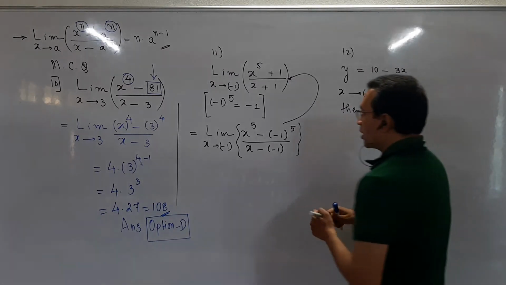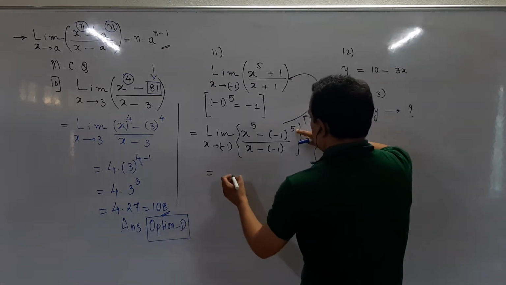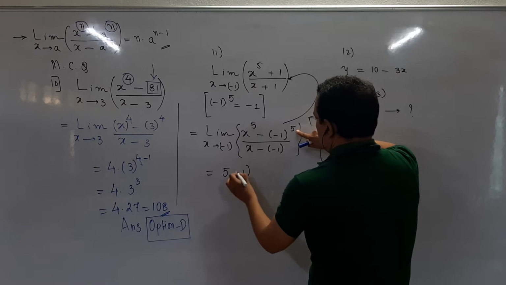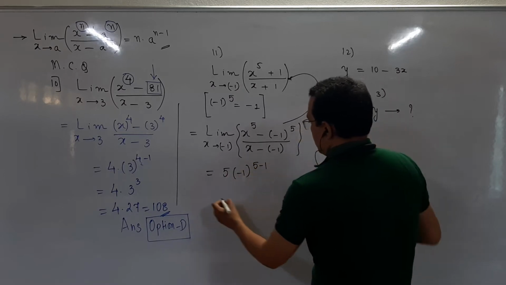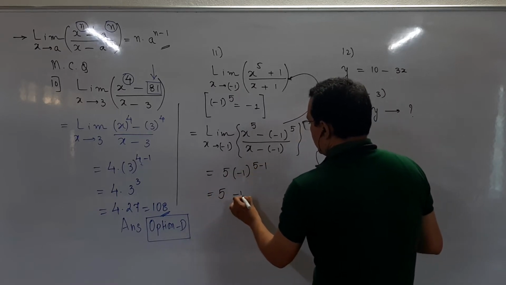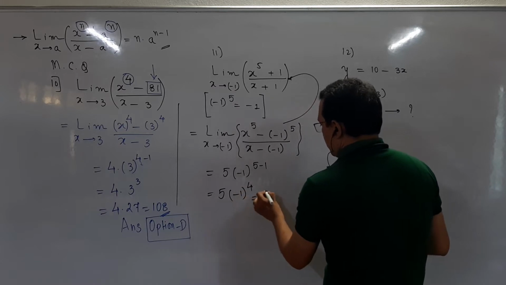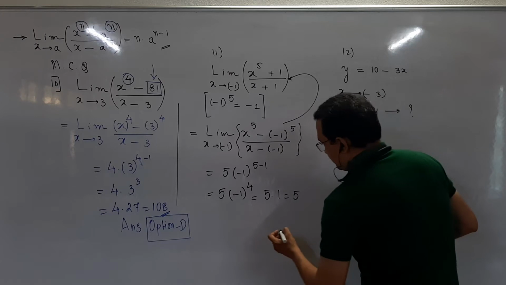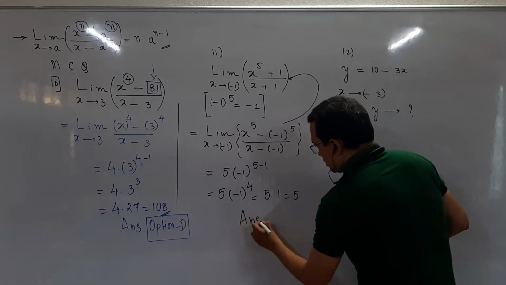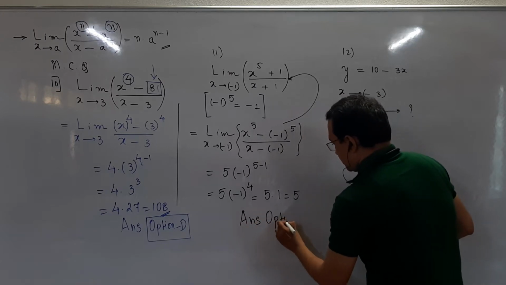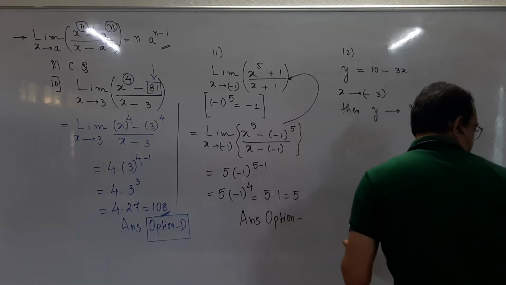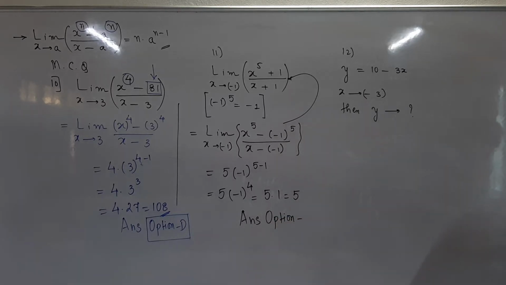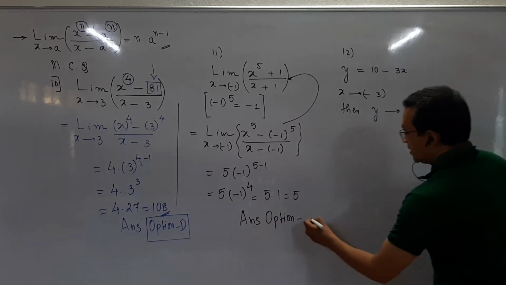Now, as per the formula, the answer is n into a raised to n minus 1. A is -1. So the answer is 5 into (-1) raised to 4. (-1) raised to 4 is +1 into 5 is 5. So according to the option, the correct answer is B.